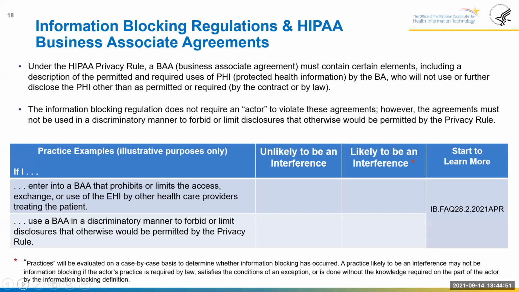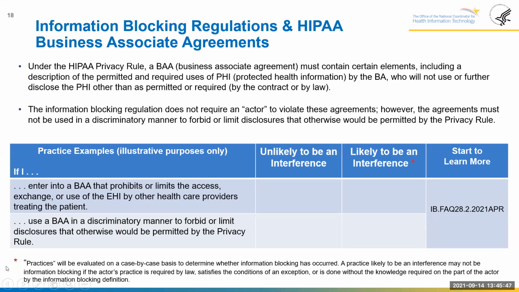Yeah, just a brief interlude about the questions we get on information blocking regulations and HIPAA business associate agreements. Today we're talking primarily to providers. You may have business associates in the audience with you, but as we cover on the slide, under the HIPAA privacy rule the business associate agreement must contain certain things, and it governs what the business associate can do with the information. The information blocking regulation does not require an actor, which would include your business associate, to violate the business associate agreement. However, the agreements must not be used by either of you in a discriminatory manner to forbid or limit disclosures that would otherwise be permitted by the privacy rule.